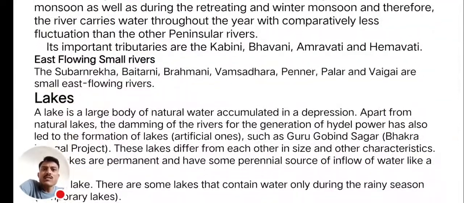East flowing small rivers are also there. Small rivers like Subarnarekha, Baitarni, Brahmani, Vamsadhara, Pennar, Palar and Vaigai are small east flowing rivers. Questions related to these rivers come directly in the UPSC prelims. So you should not miss this topic. This is a very important topic.